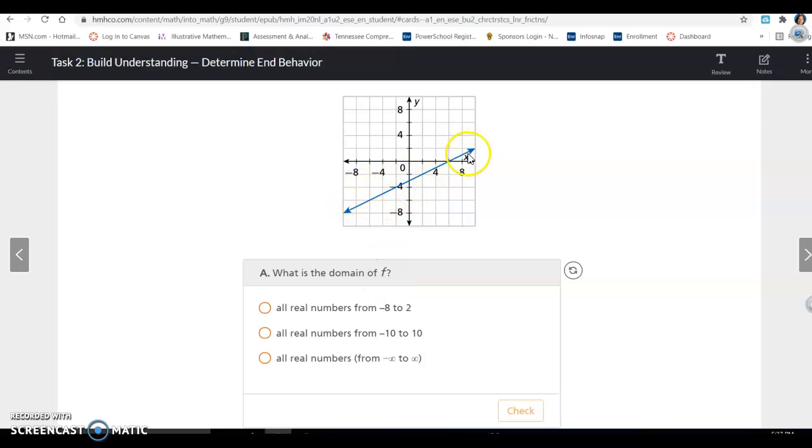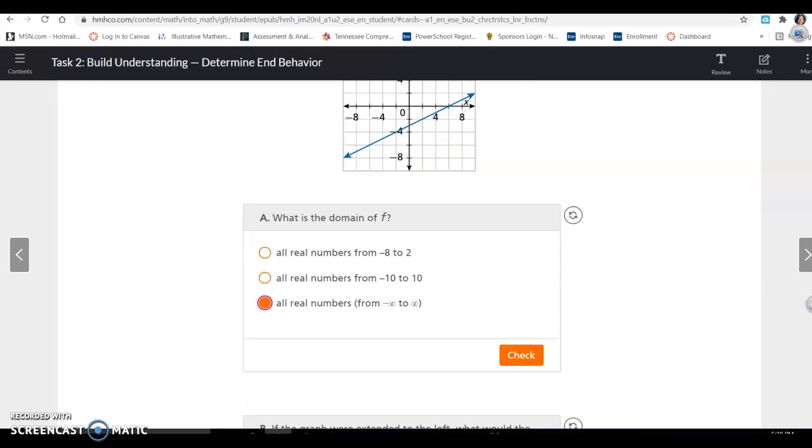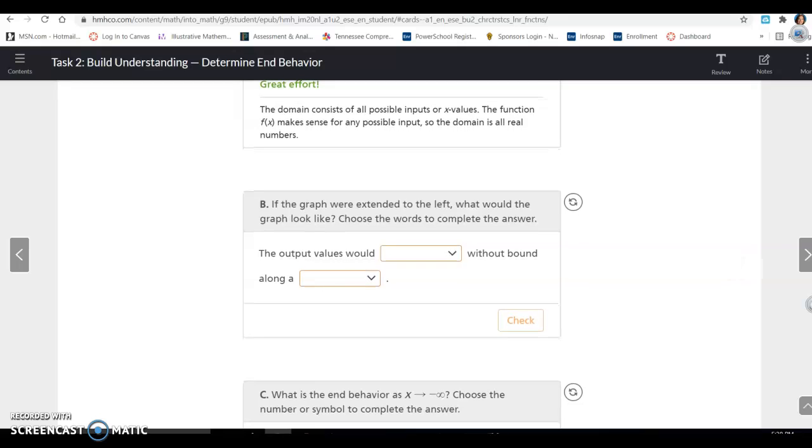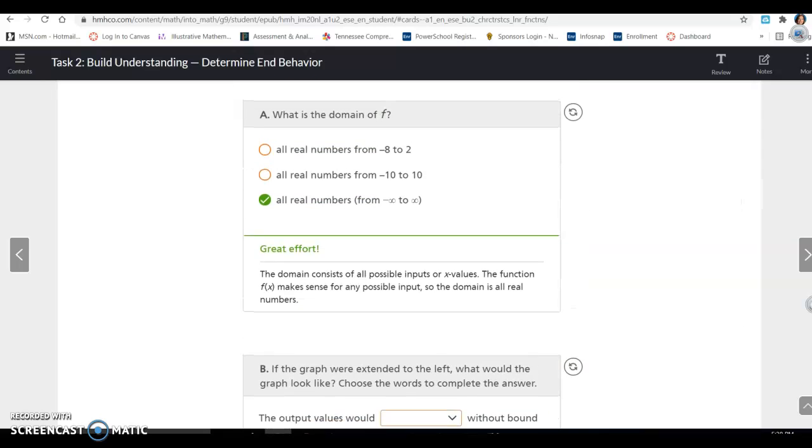So x's go without bound in both directions with arrows, that means it's going to the left and right forever. So that would be all real numbers, which can be written negative infinity to positive infinity. That's another way to write all real numbers. All right, if the graph were extended to the left, what would the graph look like? Choose the words to complete the answer.